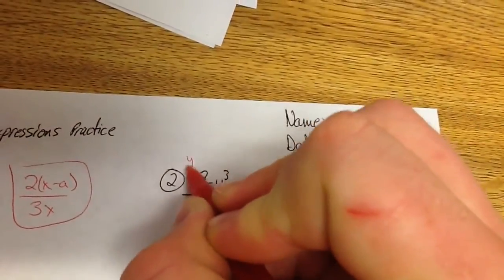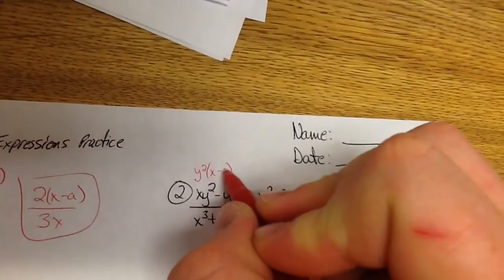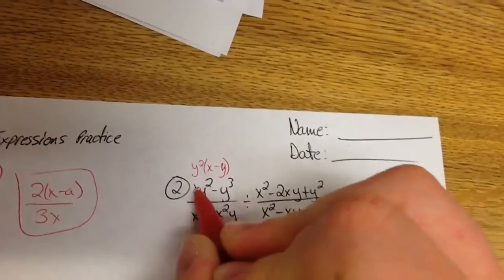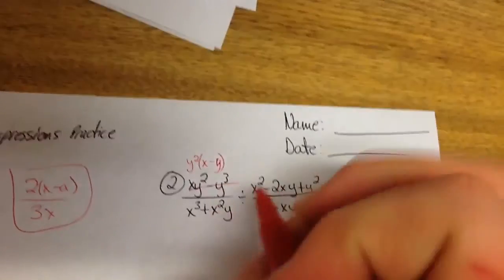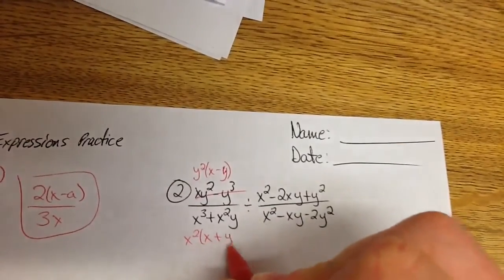Here we go again, factor everything. Let's see, y squared in common times x minus 1. Nope, x minus y. There we go. Y squared times y. Got it. Let's see, those look like they have x squared, so that would be x plus y.